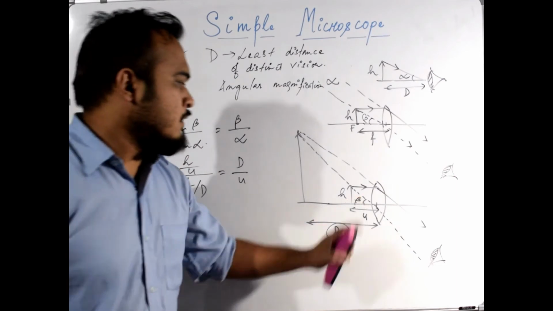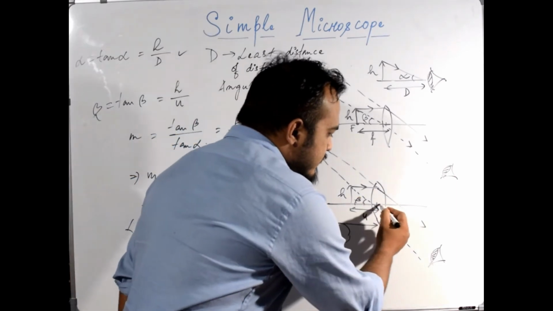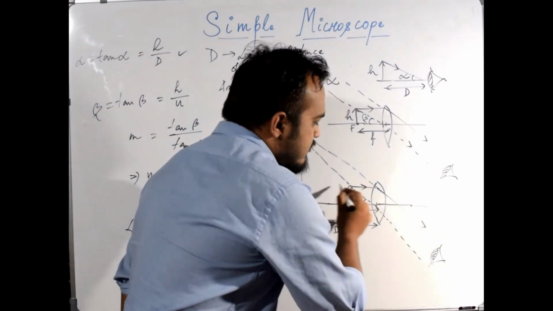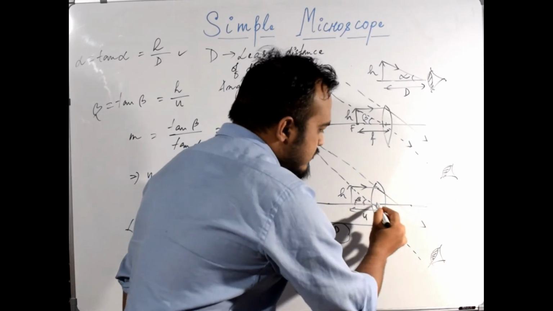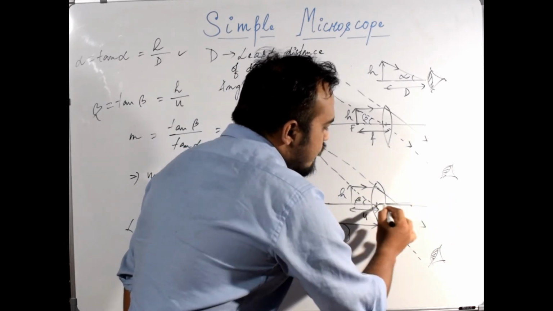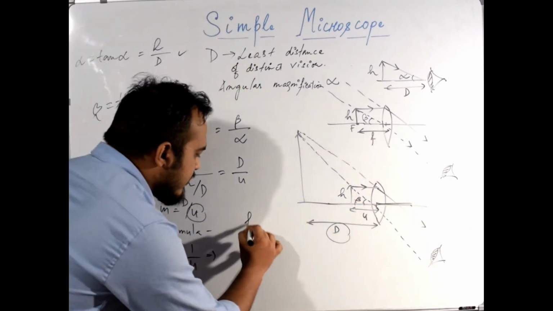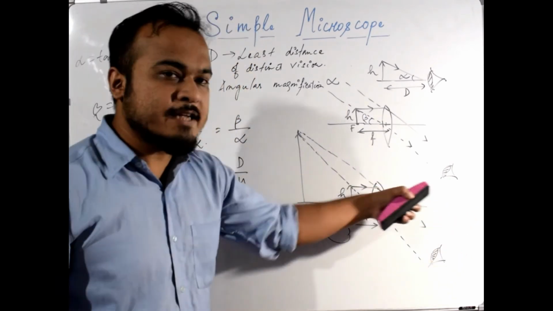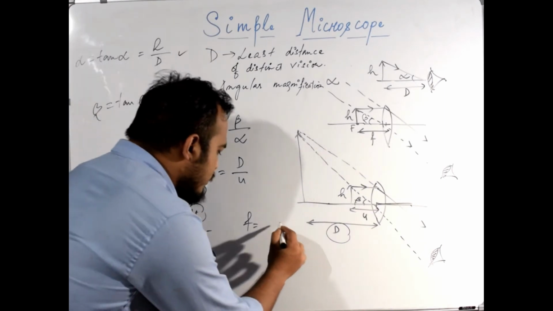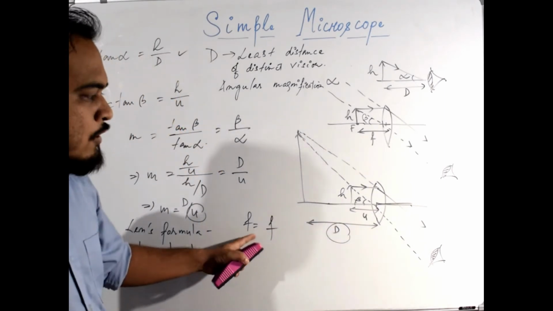this time we should consider this f. Why? Because this is the direction of the ray. This is the focal length, and this focal length is positive because it is along the direction of this ray. So f will be equal to f.